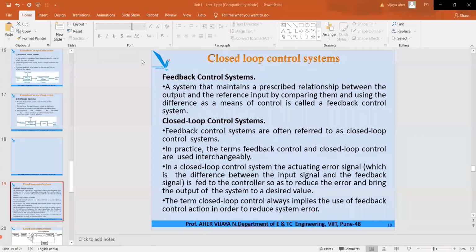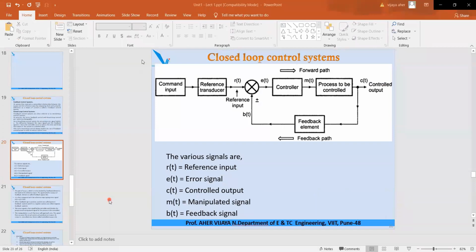Now I'm going to show you the block diagram of a closed loop control system. Students, you are supposed to draw this block diagram.